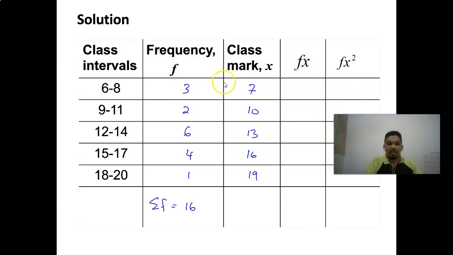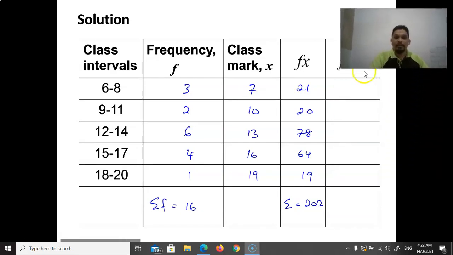So F times X. F times X, 3 times 7, 21. 2 times 10, 20. 6 times 13, 78. 4 times 16, 64. And 1 times 19 equal to 19, and the summation of fx equal to 202.